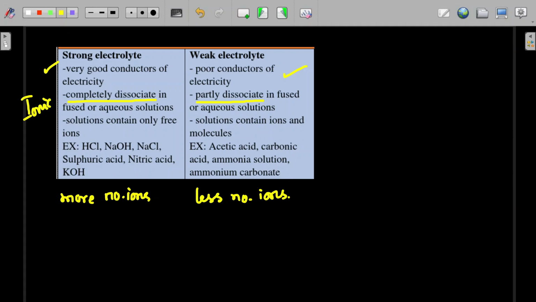Same way, you can also explain the strength of an acid. Why it is a strong acid, why it is a weak acid, based on number of H plus ions only. More number of H plus ions when you dissolve HCl, therefore it is a strong acid. Completely ionizes. Why is acetic acid a weak acid? Because when it dissolves in water, it partially ionizes. Hence, less number of H plus. Based on that only we have to explain. So some examples we can remember for strong and weak electrolytes.